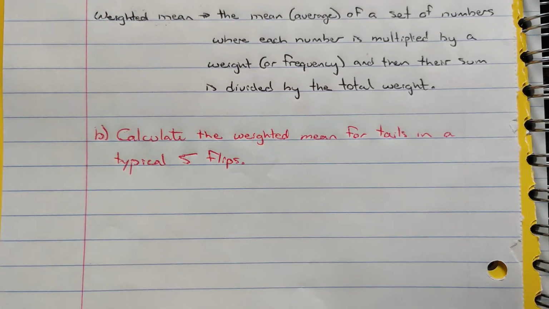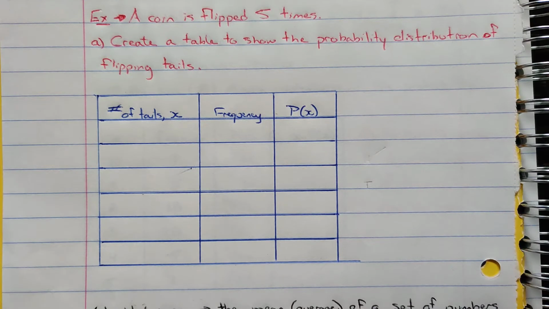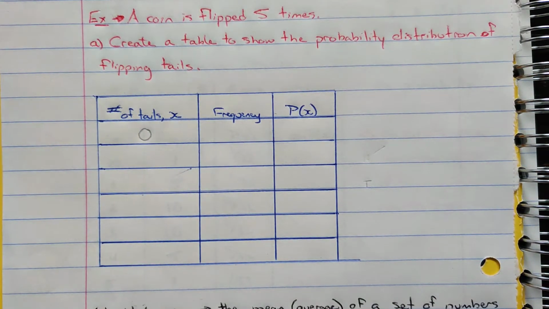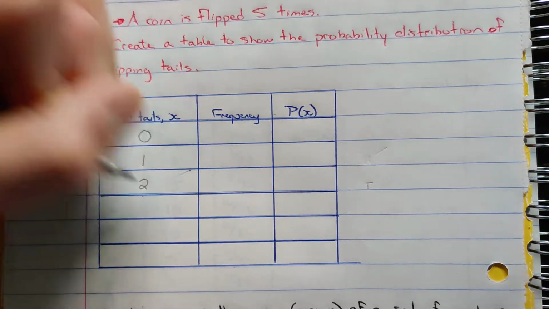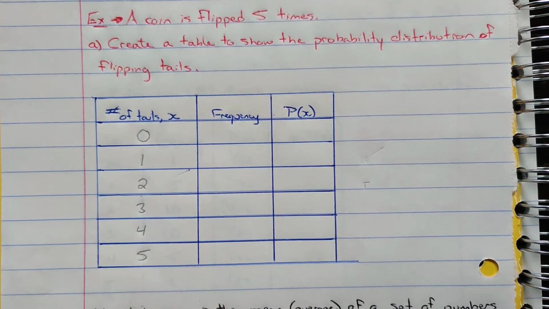Moving on, if we want to actually get to some work with this, we're going to create a probability distribution for flipping a coin 5 times, and from that we're going to construct a table. If we're flipping a coin 5 times, what's the probability distribution of flipping tails? When I'm flipping a coin 5 times, I could get 5 heads in a row with no tails, I could get 1 tail, 2 tails, 3 tails, 4 tails, or I could get 5 tails in all those flips.